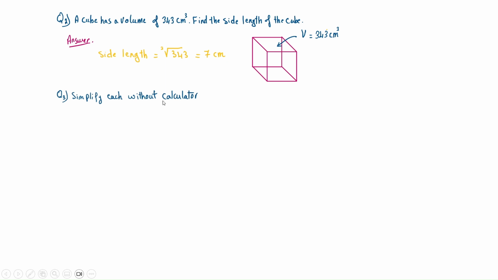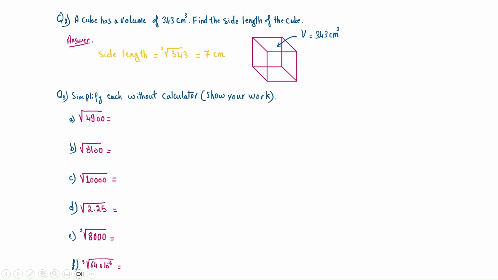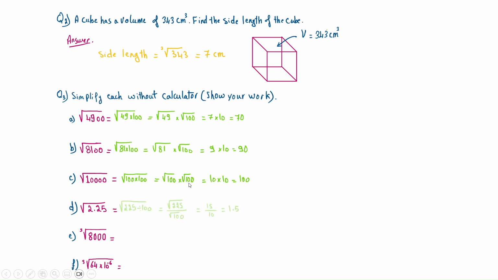Now question 3. We have to simplify each without a calculator, and we have to show our work. These are a little bit advanced questions. The square root of 4,900 we can write as the square root of 49 times 100, equals 7 times 10, which is 70. Part B. We can write it as the square root of 81 times the square root of 100, equals 9 times 10 or 90. Part C. It's the square root of 100 times the square root of 100, which is equal to 10 times 10 or 100.